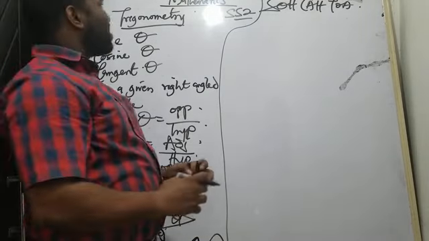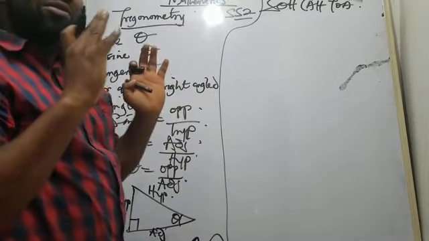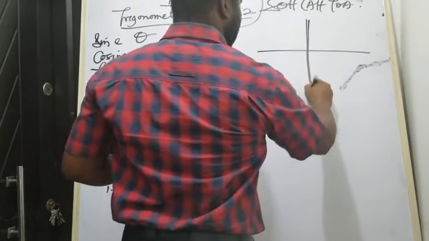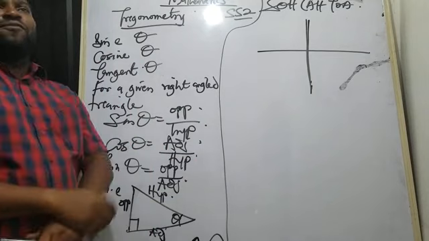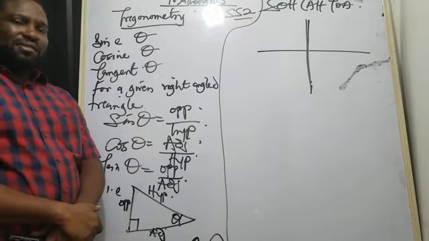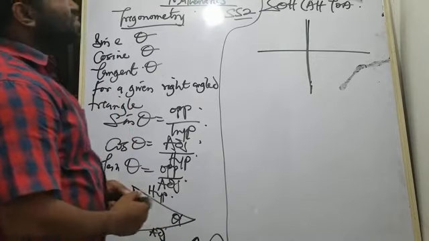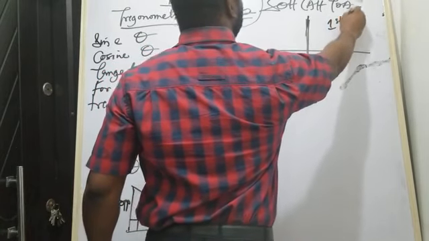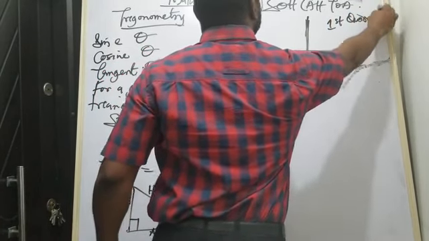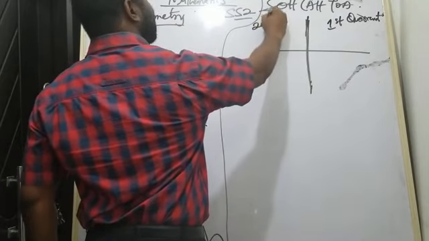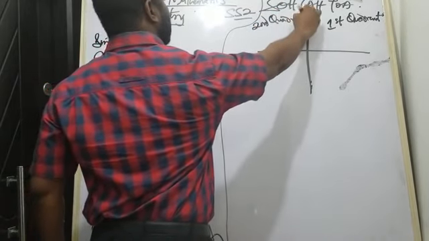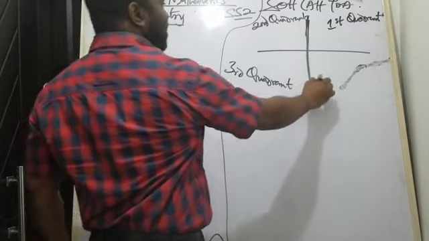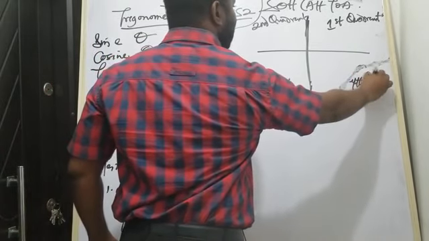However, when you are discussing trigonometry, there are what we call quadrants. What did I say? Quadrants. There are 4 quadrants. Okay? Now, here is what we call the first quadrant. This is the second quadrant. This is the third quadrant. And this is the what? Fourth quadrant.